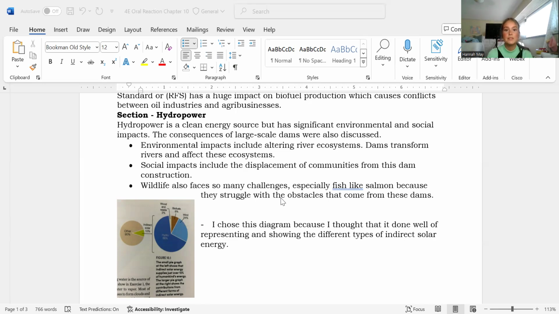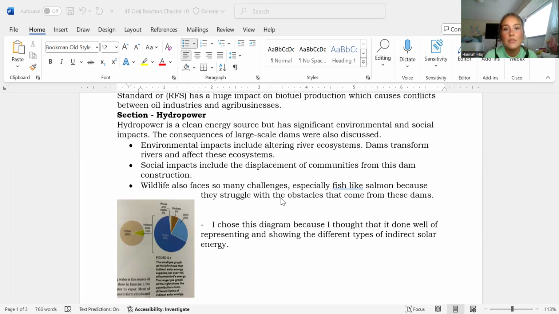Some environmental impacts that were brought to our attention were altering river ecosystems, and how dams transform these rivers and affect all these ecosystems. Some social impacts include displacement of communities from this dam construction. So a lot of it results from these dam constructions, and it causes a lot of problems in communities and ecosystems, and especially wildlife in these rivers or bodies of water.